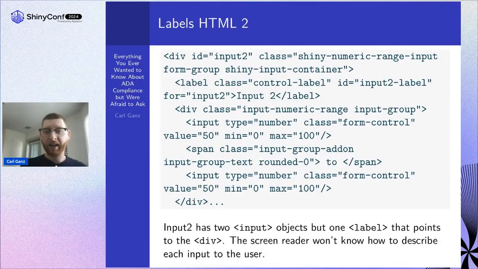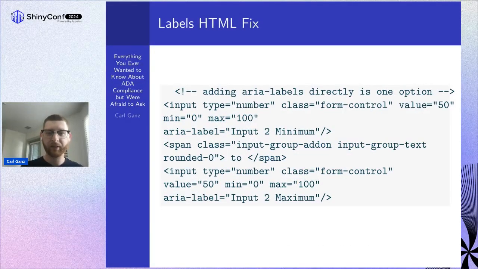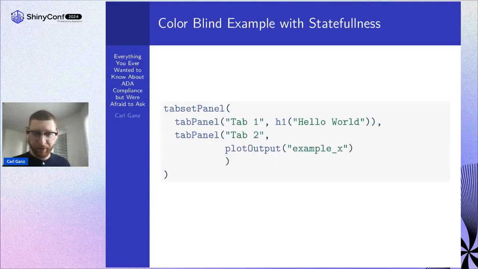For this second example, things are a little bit more complex. We have a label object, and it has a for parameter, but the ID of that for parameter is pointing to the div container. When someone with a screen reader navigates to these input objects, it's not going to know that this label is associated with both of them. It's going to think that these inputs have no labels because this label object isn't associated with them. And so one solution is to explicitly specify an aria label in these inputs. I can say this is the input to minimum, this is the input to maximum, and now when a user using a screen reader navigates to these inputs, the screen reader will give them a better, more detailed description for the individual fields. All right, that should cover the content examples.